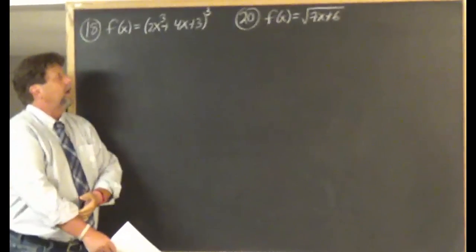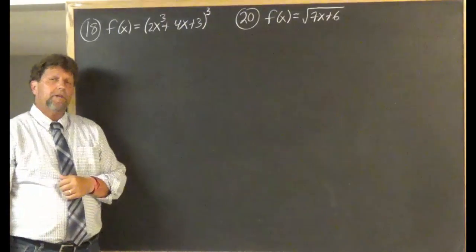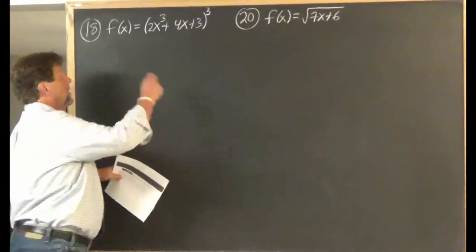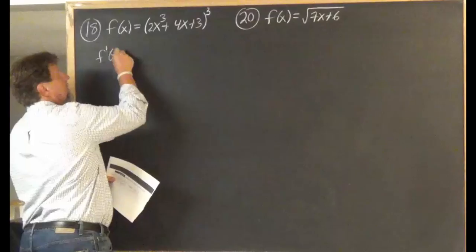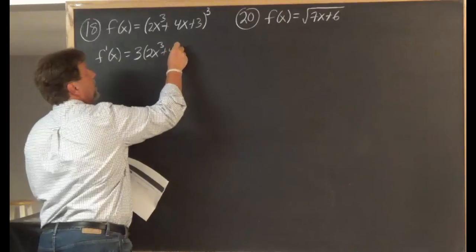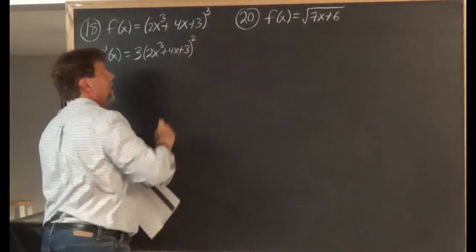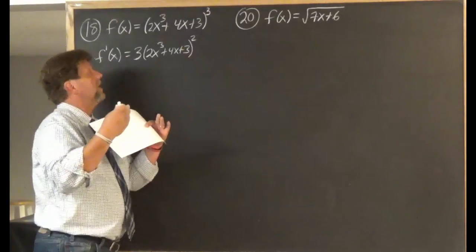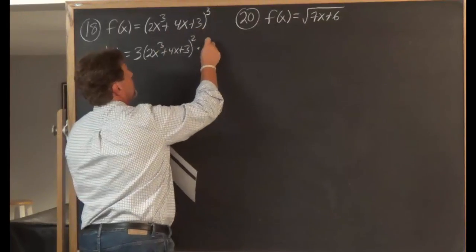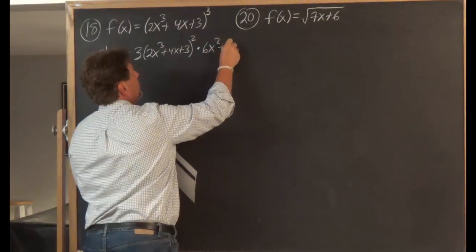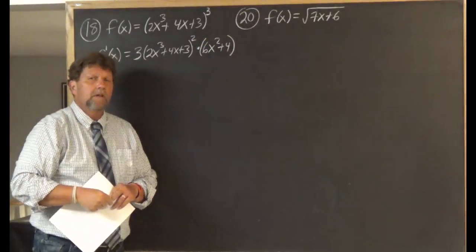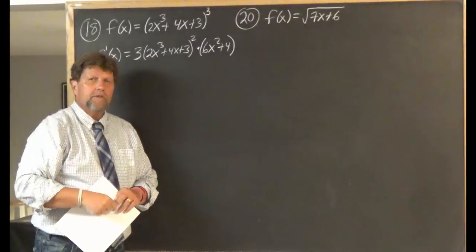All right, in number 18, you were asked to differentiate the function quantity 2x cubed plus 4x plus 3 raised to the third power. So this is using the chain rule. You should have as the derivative 3 times the quantity 2x cubed plus 4x plus 3 squared. That's the derivative of the outside function times the derivative of the inside function, 6x squared plus 4. And you must put that in parentheses. And that's all there is to it.